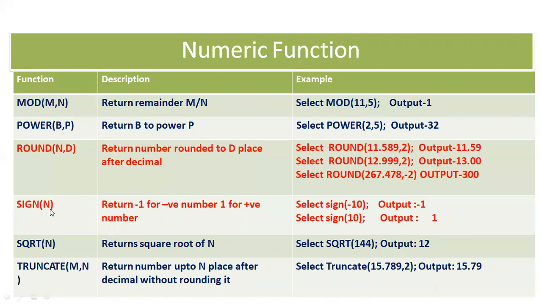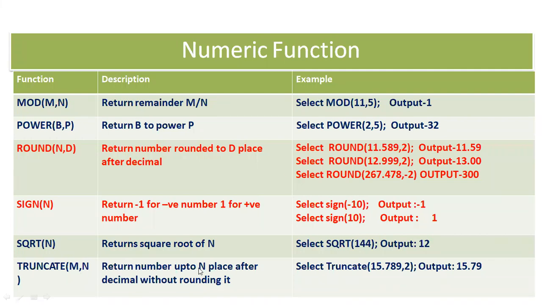Next, sign of a number can display negative and positive value, minus 1 or 1. This is a negative value and this is a positive value. If I write minus 10 here, it will display that it is a negative value. If I write only 10, it is a positive value, so it will display 1. If negative, minus 1. SQRT returns the square root of a number. See here, SQRT 144, the output will be given here.